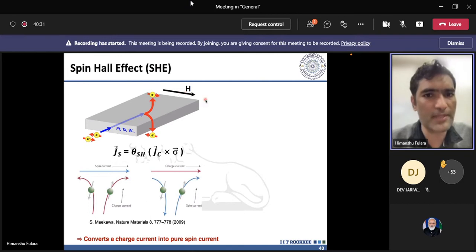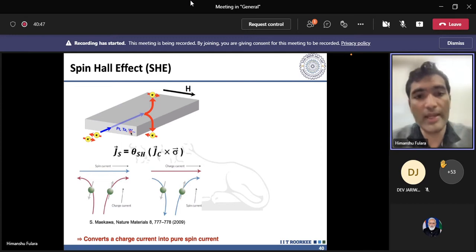Even in the absence of a magnetic field, this deflection can take place. This is basically an intuitive picture: whenever you have a charge current, your spin current will be perpendicular to the charge current. This is exactly what you see here.